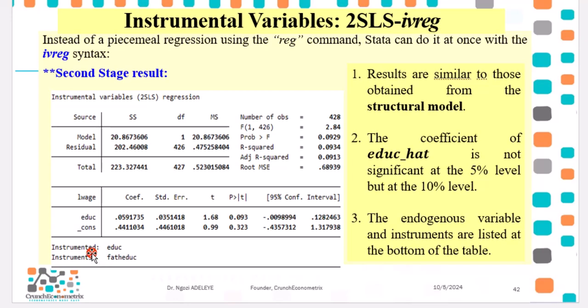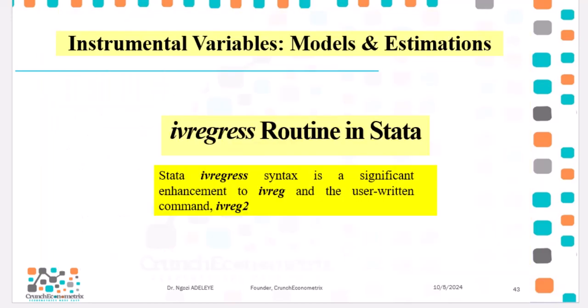Now, if you look at the bottom of the table, the instrument, father educ, is listed, and the variable that is instrumented, which is the endogenous variable, is also indicated. So you have both pieces of information at the bottom of the table. Next, I'm going to deploy the IVREGRESS routine in Stata. Please note that the Stata IVREGRESS syntax is a significant enhancement to IVREG and the user-written command IVREG2.